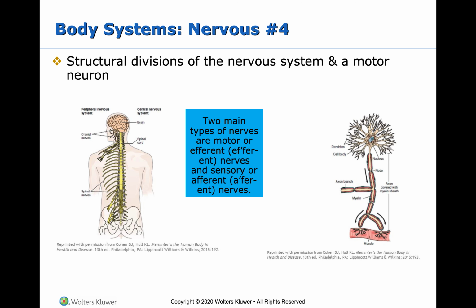Moving on to the endocrine system. Oh, so here's your neuron, and then this is a picture of your spinal cord and your brain. So your brain and your spinal cord, this is your central nervous system, and then all of these nerves coming out of your spinal cord and going to the different parts of your body are your peripheral nervous system.